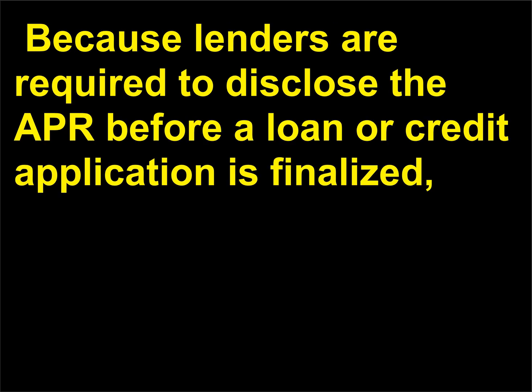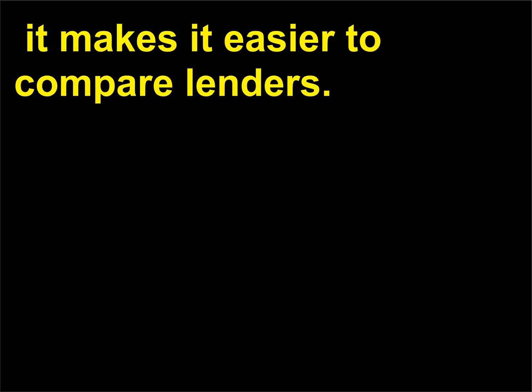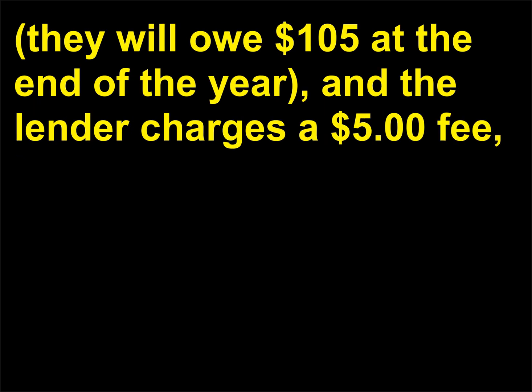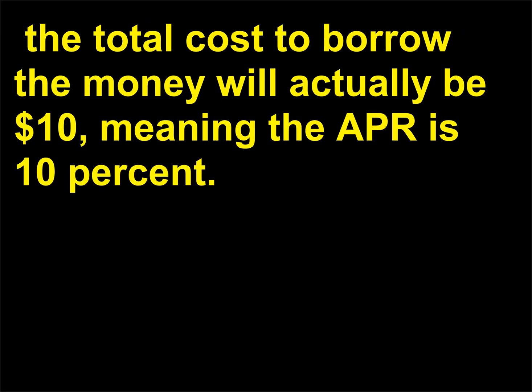Because lenders are required to disclose the APR before a loan or credit application is finalized, it makes it easier to compare lenders. For example, if a person borrows $100 for 1 year at 5% simple interest, they will owe $105 at the end of the year, and the lender charges a $5 fee. The total cost to borrow the money will actually be $10, meaning the APR is 10%.